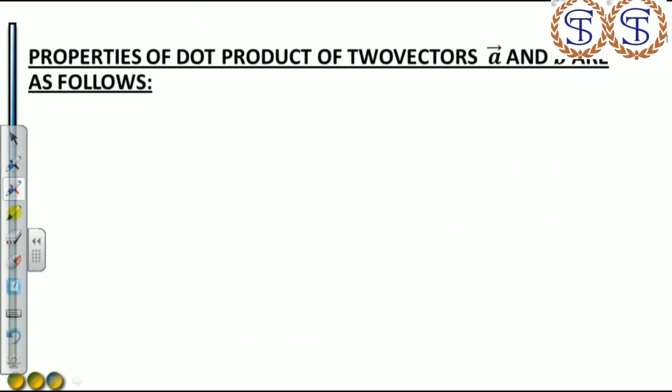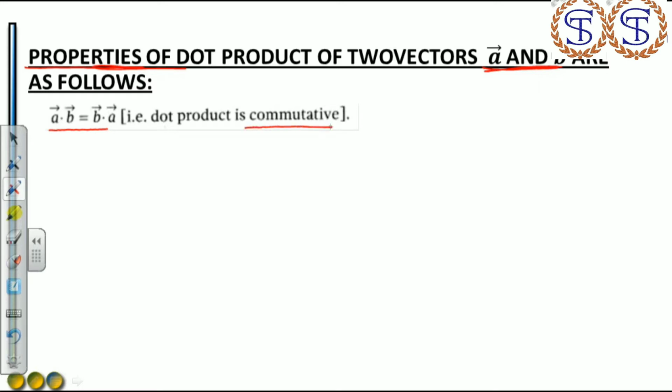Next, let's see some properties of the dot product. Here A and B are the two vectors and we are going to get the dot product of these two. What are the properties of the dot product? The first property is A dot B is equal to B dot A. What does it mean? It means it is commutative. It means A dot B and B dot A both are the same.